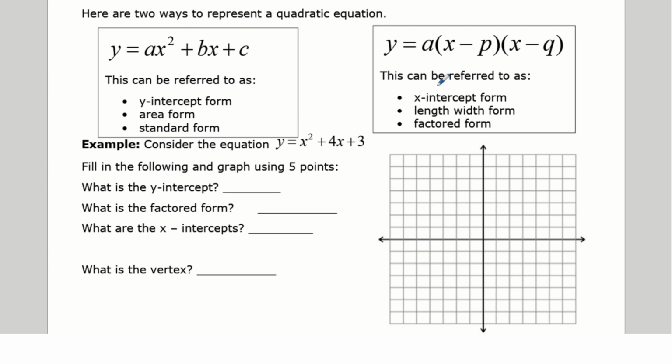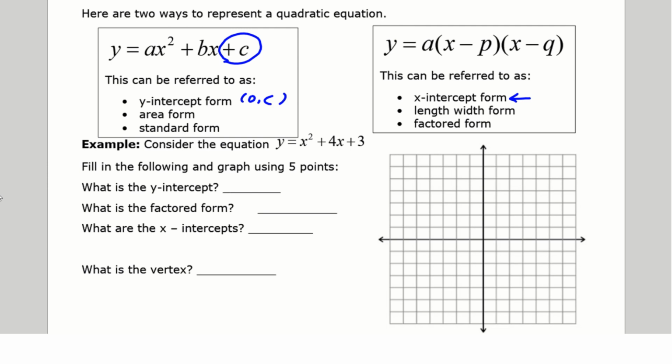So this is standard form, this is factor form. So we are going to, from standard form, factor it, and by factoring it, we are able to find the x-intercepts right away. This factor form, we also call x-intercept form and length-width form. And this one, we call y-intercept form because the c value is your y-intercept. Substitute in 0, you have c left. And this is also called standard form.